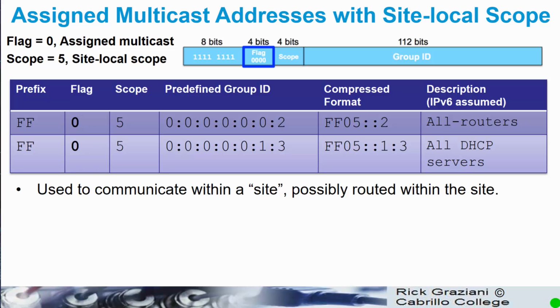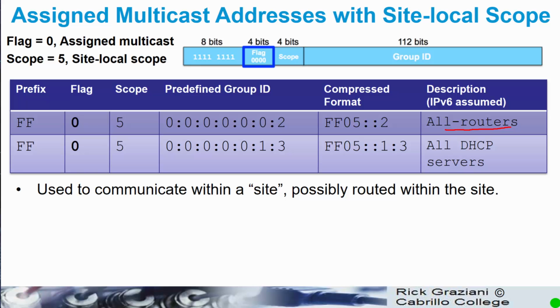A few more. If we're dealing with a site local scope, our routers, FF05::2, and again, all DHCP servers. That way we're able to quickly address specific items based off of our requirements. Interesting little tidbit is you need to enable IPv6 multicast routing, and when you do that, it will enable PIM on all interfaces with the appropriate IPv6 address, meaning you do not have to explicitly configure it on every interface like we did with IPv4 multicast.